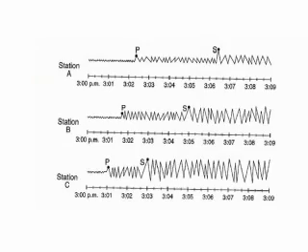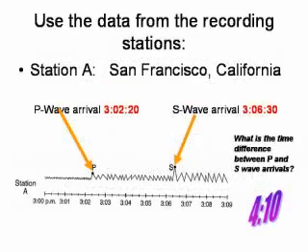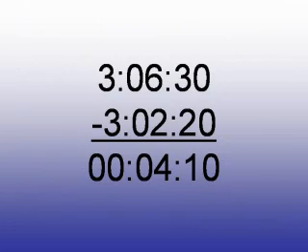Here you'll see seismic stations A, B, and C. Use the recording stations data to find the P wave arrival time and S wave arrival time. This should be done by drawing a line from the initial arrival of each wave straight down to the clock. Here you can see the arrival time for San Francisco. It's 3:02:20 and 3:06:30. Next, we subtract the times to obtain the difference of 4 minutes and 10 seconds.